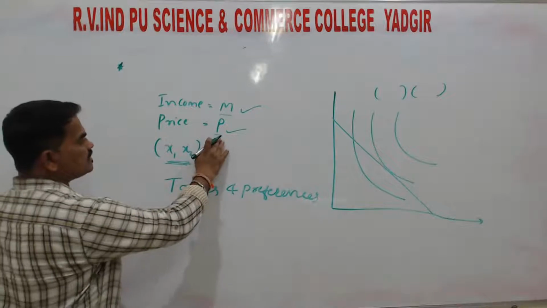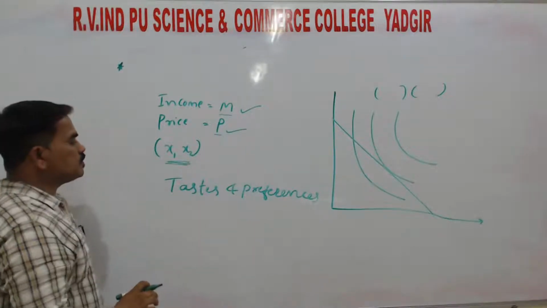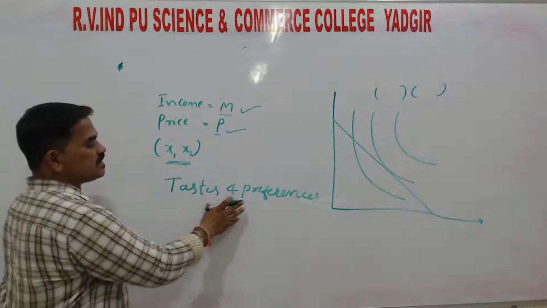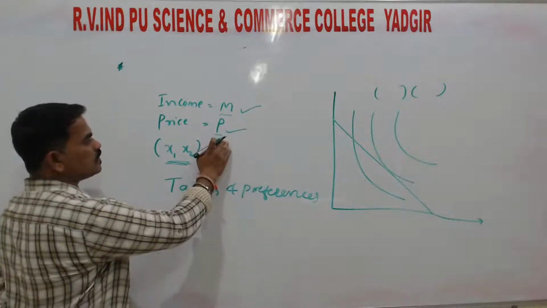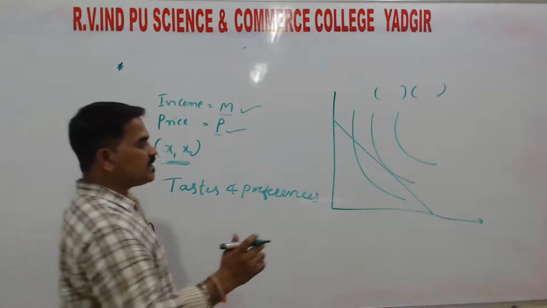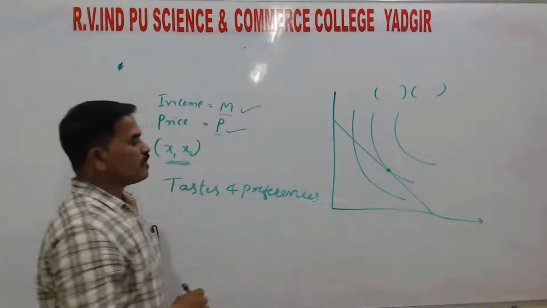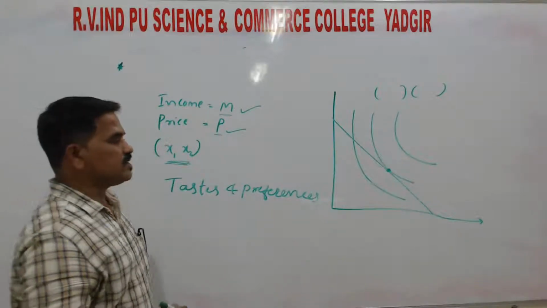So when the price is given, income is known, and we know the goods as per his taste and preferences, according to that, he will try to select the good which gives him maximum satisfaction. That is called the optimal choice.